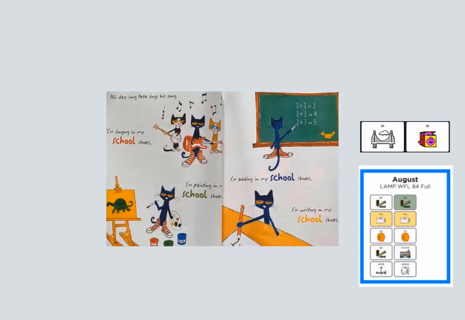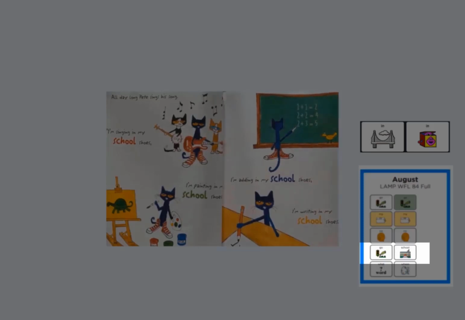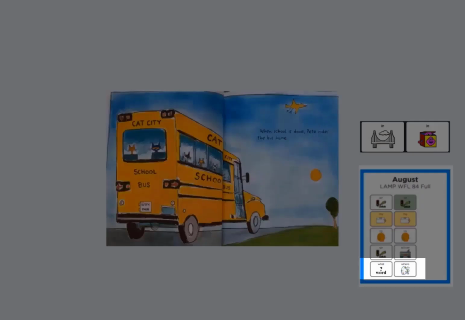Pete sure did a lot of things at school today, and he said, I did them all in my school shoes. What do you like to do at school? When school is done, Pete rides the bus home. I know where Pete is going now. He's going to go home.